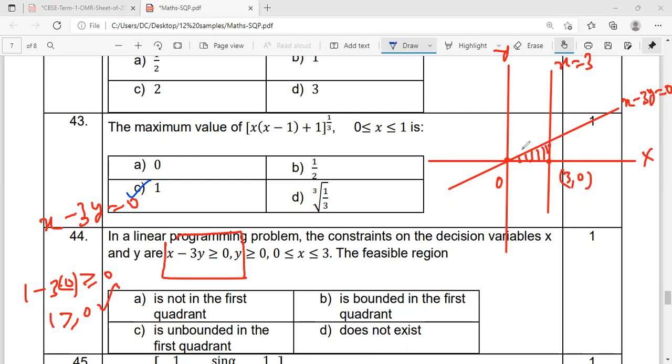Now you have this feasible region. Is the feasible region not in the first quadrant, bounded in the first quadrant, does not exist, or unbounded in the first quadrant? So you say it is bounded in the first quadrant.